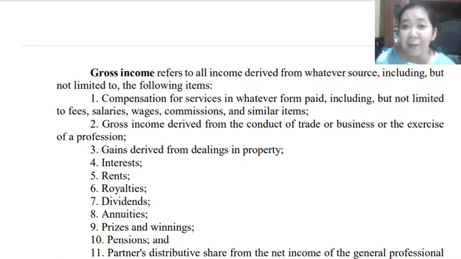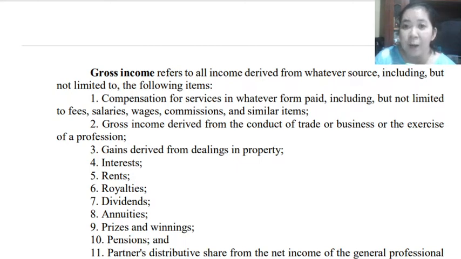If you have derived any gain from that sale, then that is part of your gross income, which later on is also subject to income tax. Interest earned. So, for example, if you deposited in the bank, your deposit earns interest, so that is part of your gross income. If you lend money, or if you are a creditor and you lend the money to someone and earn interest from it, then that is also part of your gross income, which is subject later on for taxation.